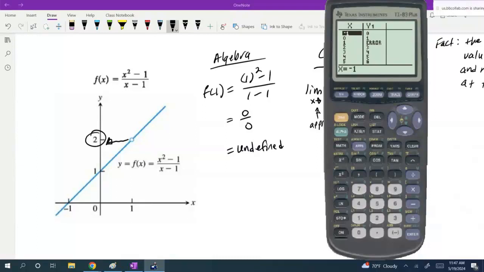Just to see this in a little bit more detail, I'm going to go into table set. So I'm going to hit second and window, which is table set. I'm going to start at positive 1. And now my delta table is the change in the x values on your table. The values are going in increments of 1, 1, 2, 3, 4. I'm going to put in 0.001, and I'm going to hit enter. And now I'm going to go back to the table. So if I hit second and graph, which is table.